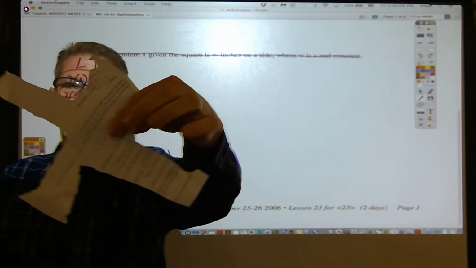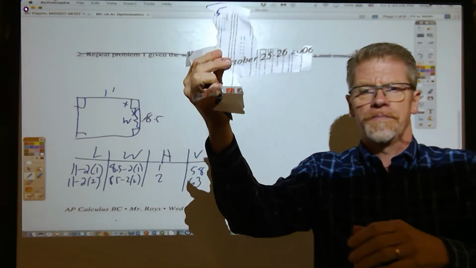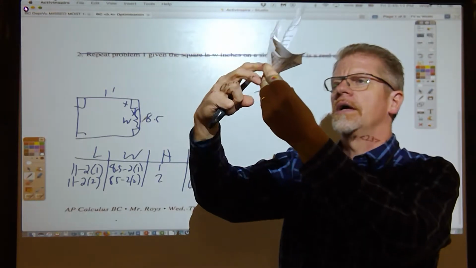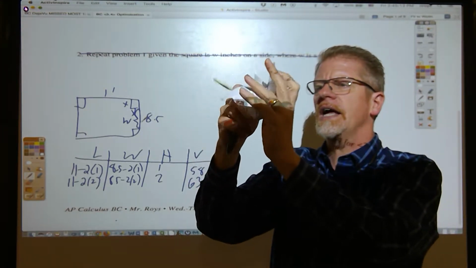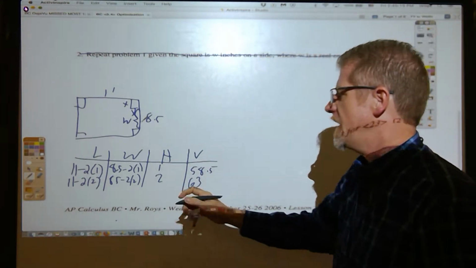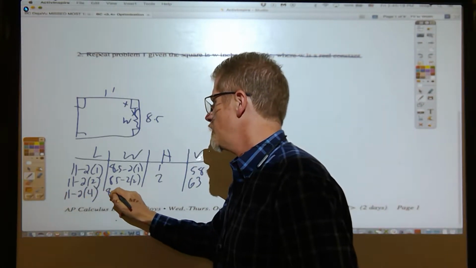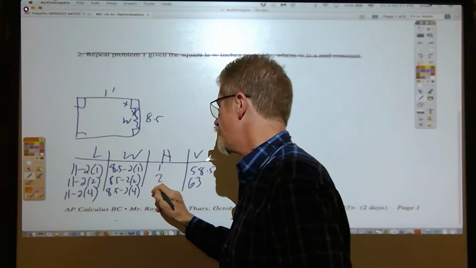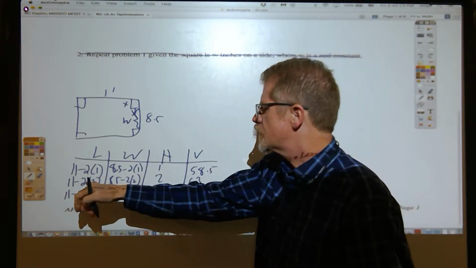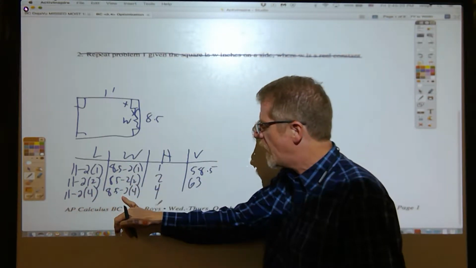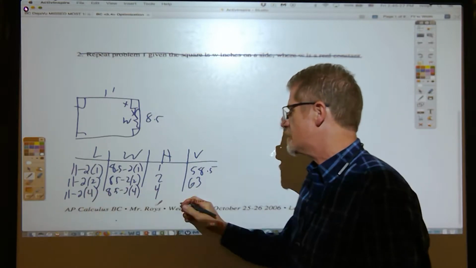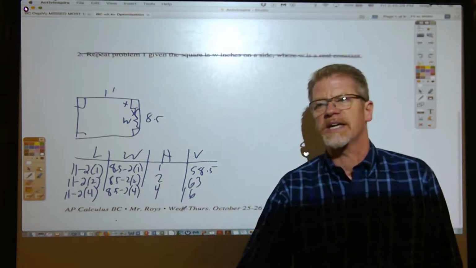When I cut a 4 by 4 inch square out and fold up the sides, now I've got an open top box that has 11 minus 2 times 4 for the length, 8.5 minus 2 times 4 for the width, and 4 for the height. What is 3 times 0.5? Let's see, 3 times 0.5 is 1.5, times 4. Now it's only 6 cubic inches.